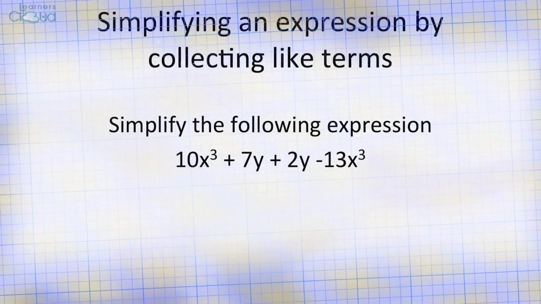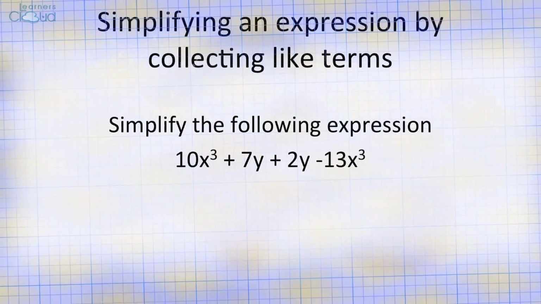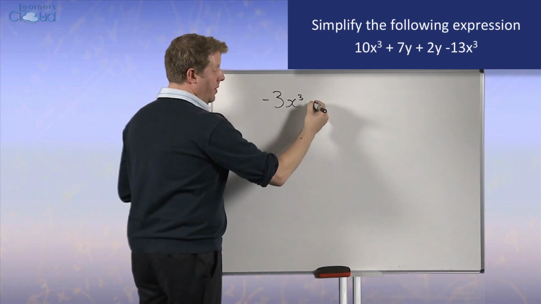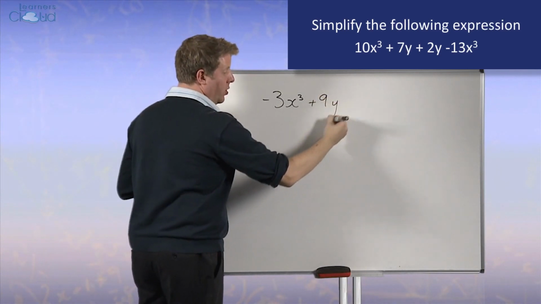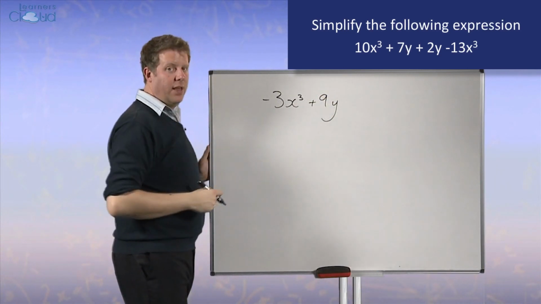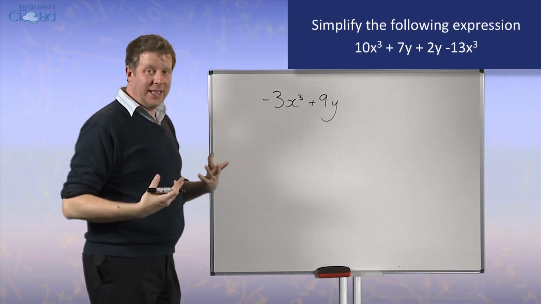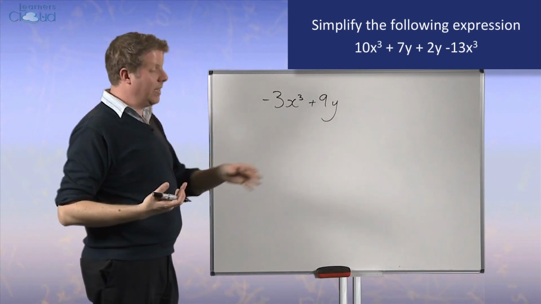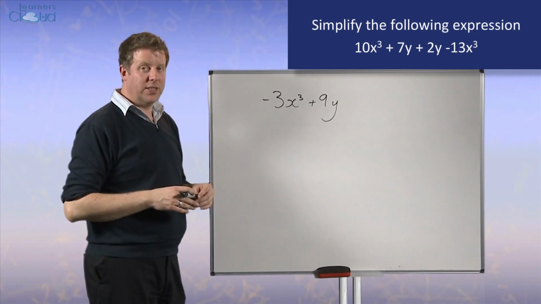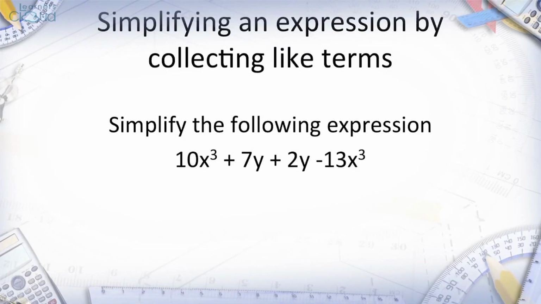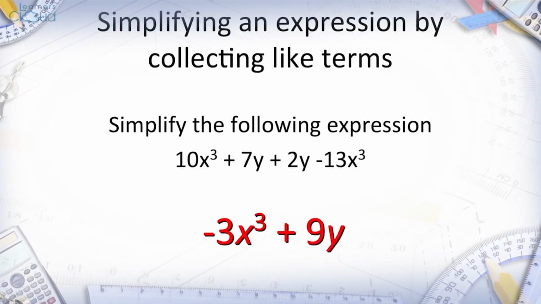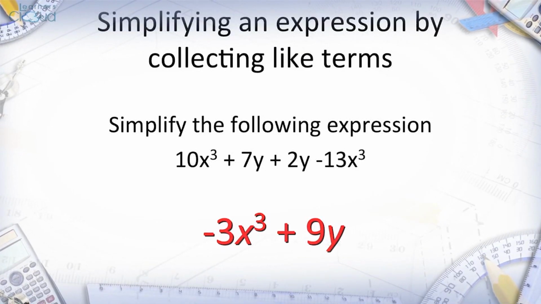Likewise, with 7y plus 2y, well, that altogether gives me 9y. And that 9y is positive, so there's a plus there. Had I got a negative answer when I collected those terms together, I would have written a minus sign there. So that expression simplifies to minus 3x cubed plus 9y.